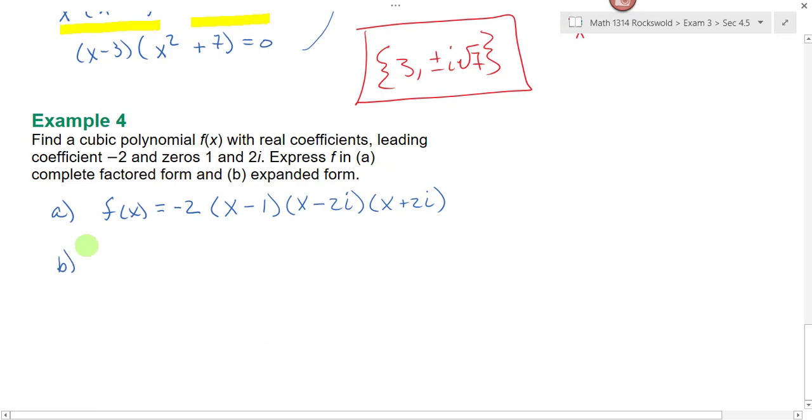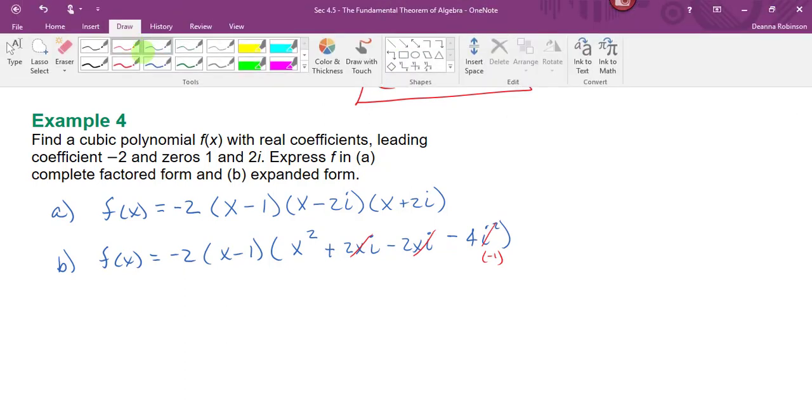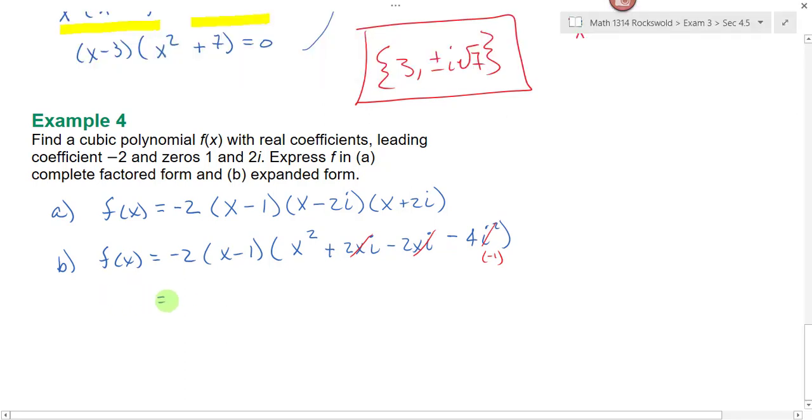In part B, I'm asked to write this in expanded form. Expanded form just means you want to multiply everything out. So in part B, I get f of x is equal to negative 2 times x minus 1 times, and when I FOIL this out, that's going to give me x squared plus 2xi minus 2xi minus 4i squared. The i squared is negative 1. The minus 2xi and the plus 2xi are going to cancel each other out, so I could write this as negative 2 times x minus 1 times x squared plus 4.